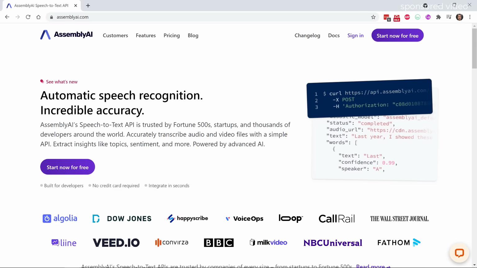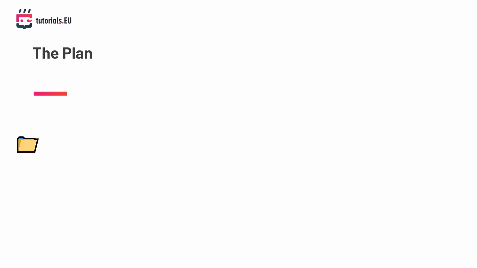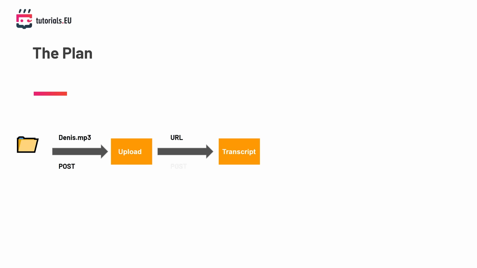So let's have an overview of the video before we get started with the application. So what's the plan? Well, if you go through the AssemblyAI docs, you will find that the API expects to receive the audio file in the form of a URL. But the problem is my audio file is sitting on my drive. So first, we will send our file to an API endpoint called uploading using an HTTP post request. And this will give us a URL to our audio file.